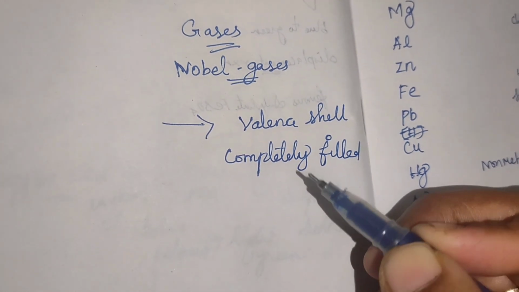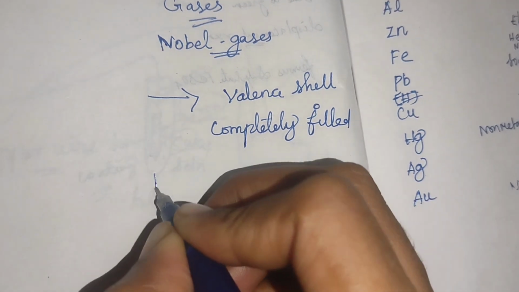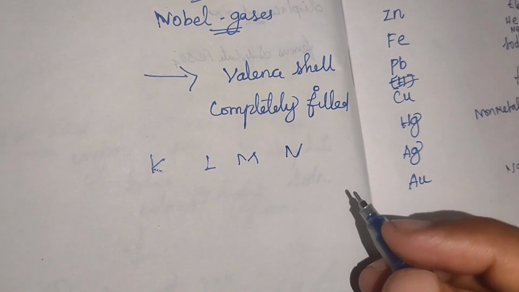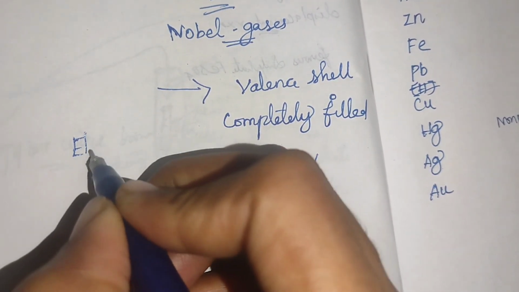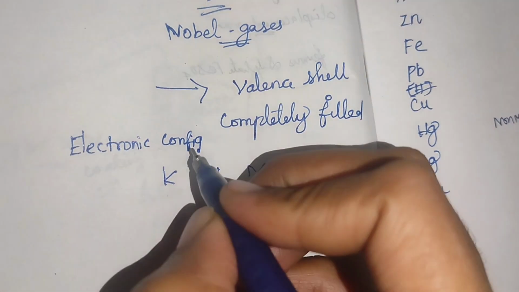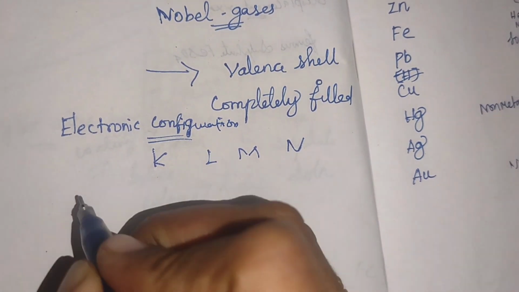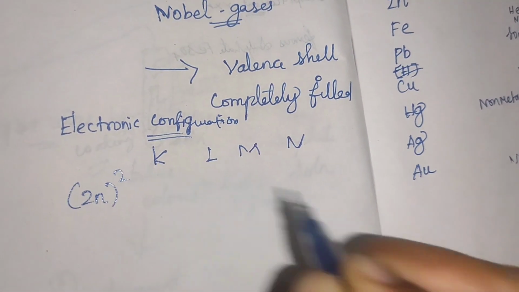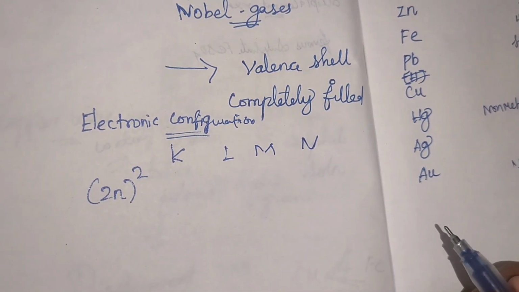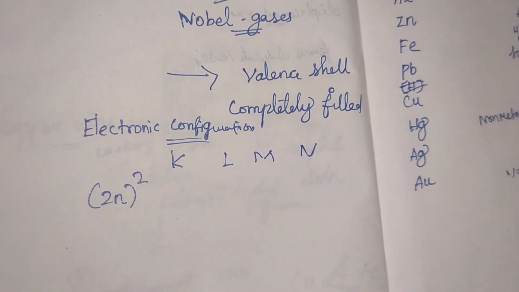Okay, if you see the electronic configuration, it has K shell, L shell, M shell and N shell. If you want a clear explanation of the electronic configuration, I will give the link in the description. How to determine the electronic configuration by using the formula 2n squared, I will clearly explain in that video. I will give the link in the description box. You can watch that video, and later you can understand this video. It will be very easy.